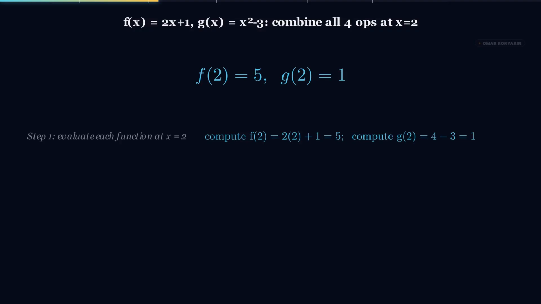Compute f of 2 and g of 2. f of 2 equals 2 times 2 plus 1 equals 5. g of 2 equals 2 squared minus 3 equals 4 minus 3 equals 1. The two output values at the input 2 are 5 and 1 respectively.